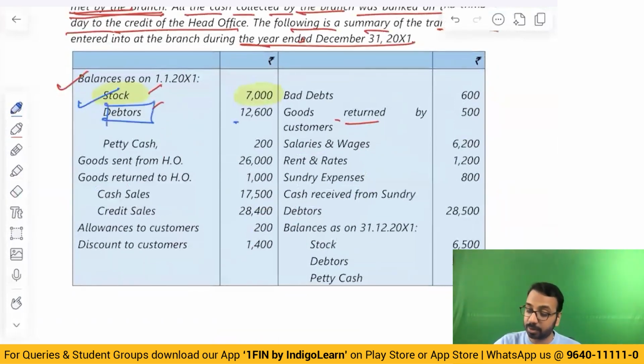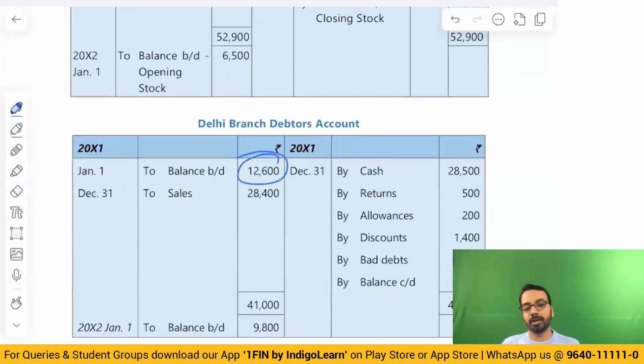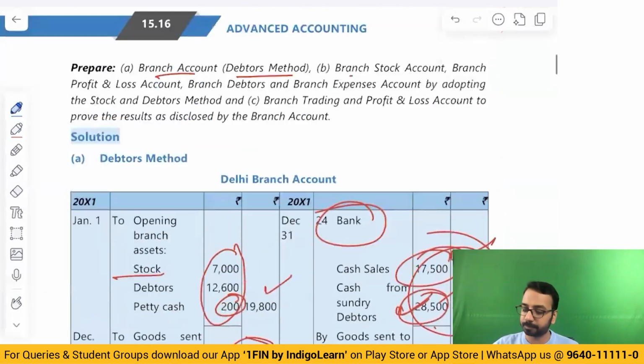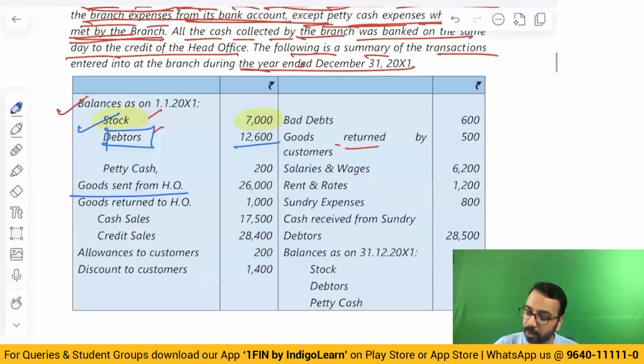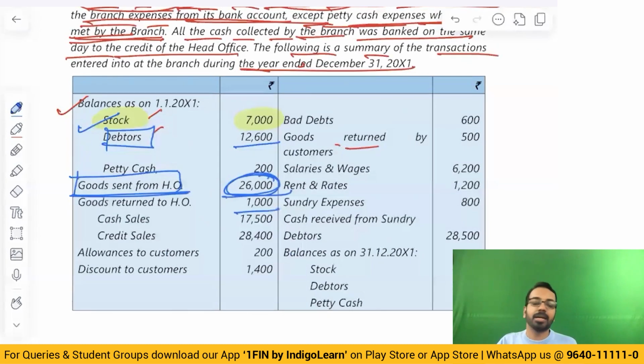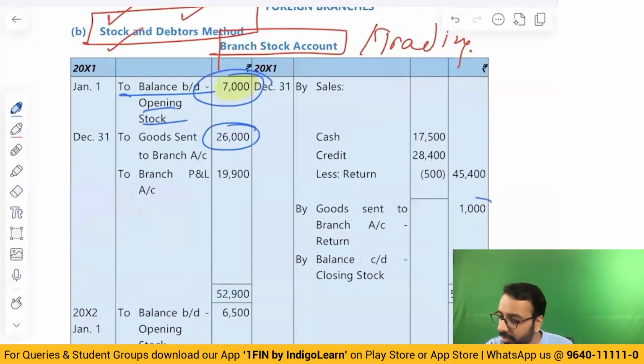So in the debtors account, you can write 12,600 opening balance. Then goods sent from head office 26,000. Now goods have been sent from head office. Where did we send it to? We sent it to the branch. So this will increase the stock at branch. So in the branch stock account, you will say to goods sent from head office, that is to goods sent to branch 26,000, and the goods return will come on the credit side, 1,000, or you can reduce from goods sent from head office account also. So 26,000 and 1,000.